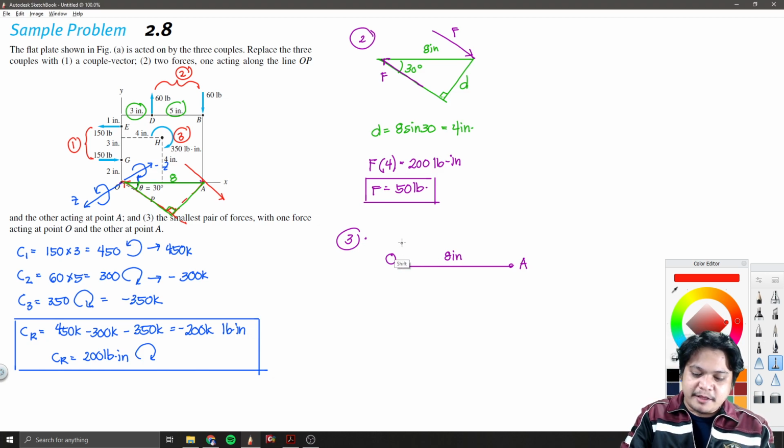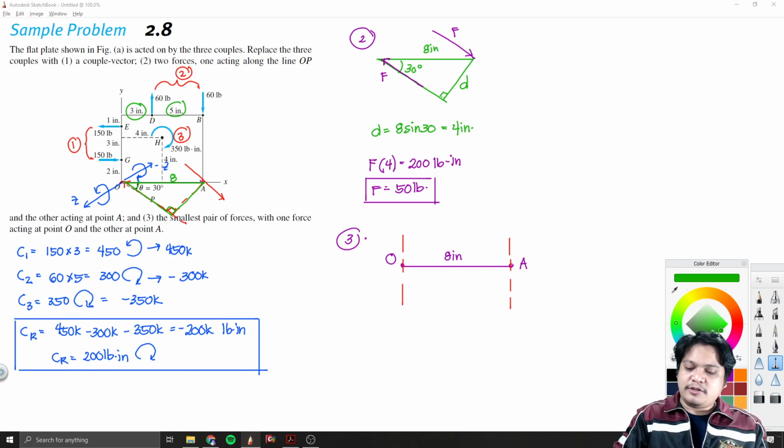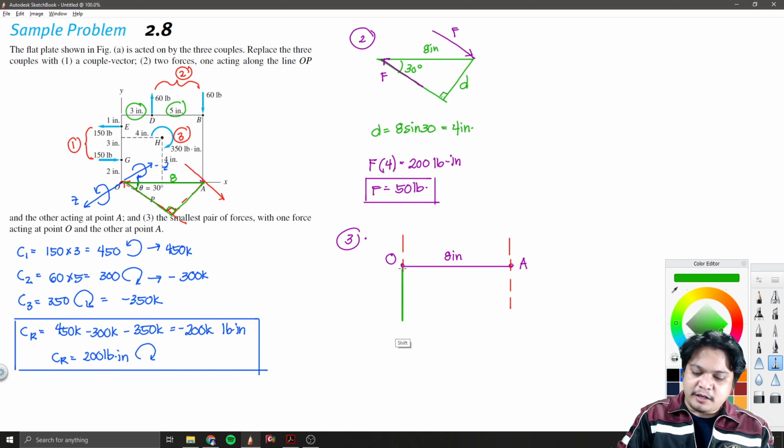So, kuha tayo ng perpendicular line dyan. Yan. So, dapat acting dyan yung dalawang force, and it should rotate clockwise manner. So, I will be having here, ito siguro is pataas, and then this one is pababa.